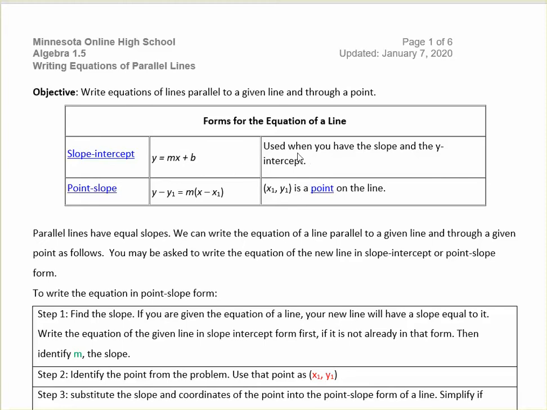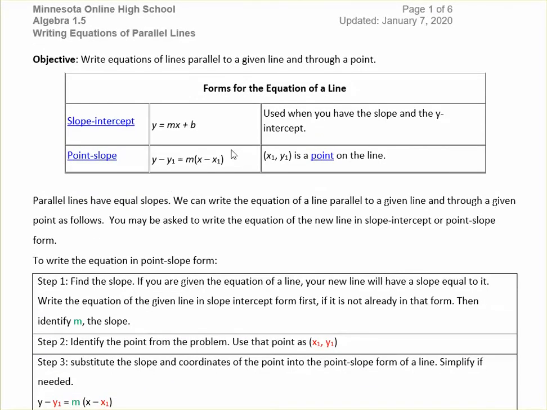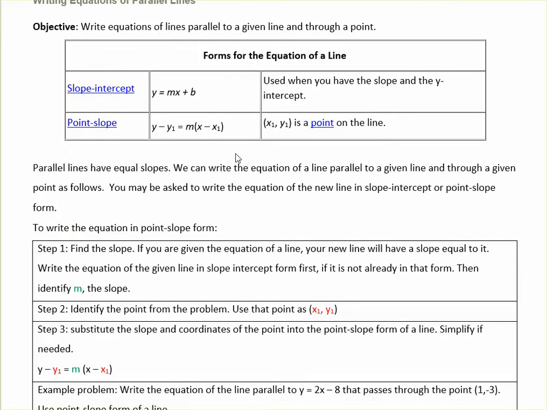In this video we are going to learn to write equations of lines parallel to a given line, and it'll also be through a given point. So remember, you should have learned through some of your other assignments that parallel lines have equal slopes. That's very key. So if you're given one line and you can find the slope of that line, then you are able to write the equation of the other line.